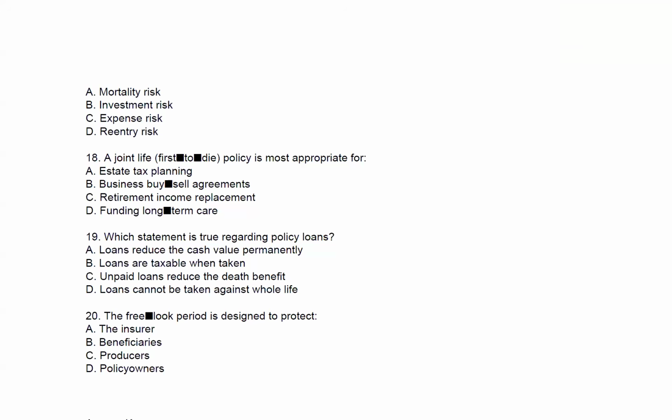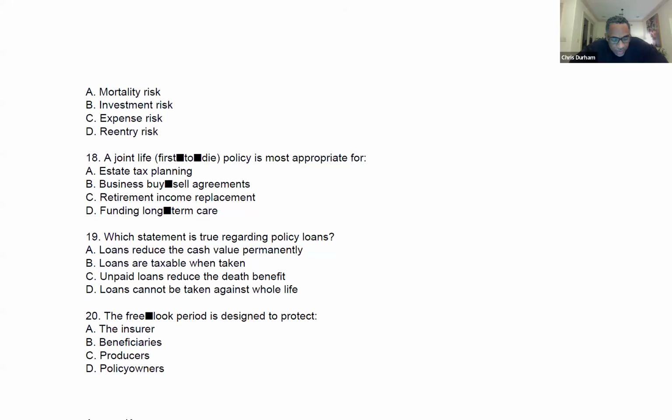19. Which statement is true regarding policy loans? A. Loans reduce the cash value permanently. B. Loans are taxable when taken. C. Unpaid loans reduce the death benefit. D. Loans cannot be taken against whole life. So it'll be C, unpaid loans reduce the death benefit. Yes, sir. That Kendrick is on it, man. Go ahead and schedule your test and get your license.